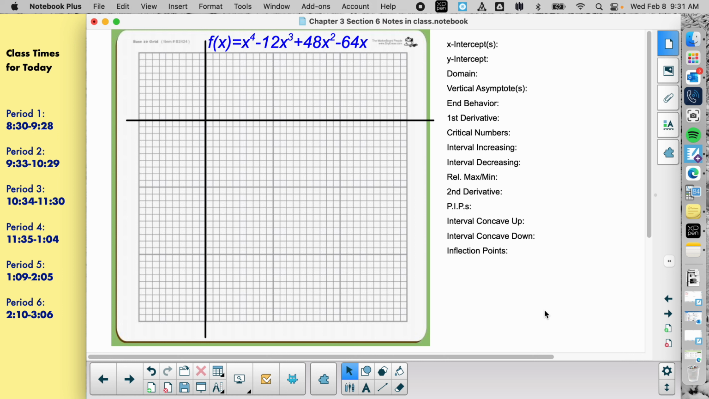That's the graph we're gonna make. X to the fourth minus 12x cubed plus 48x squared minus 64x. Now I've put the axes kind of off center because I already know where a majority of the graph is gonna be. So if you're trying to set up axes on a piece of paper, that'd be about the same.